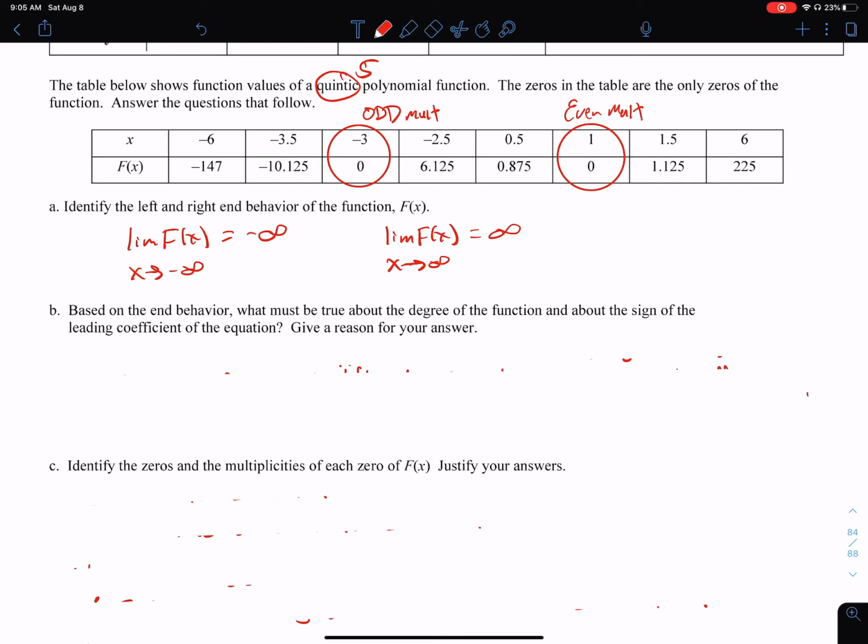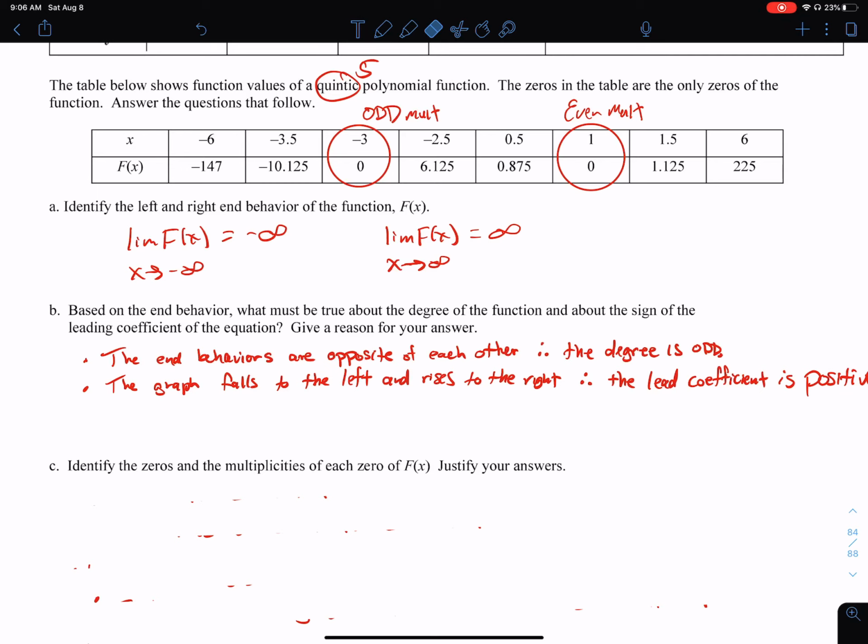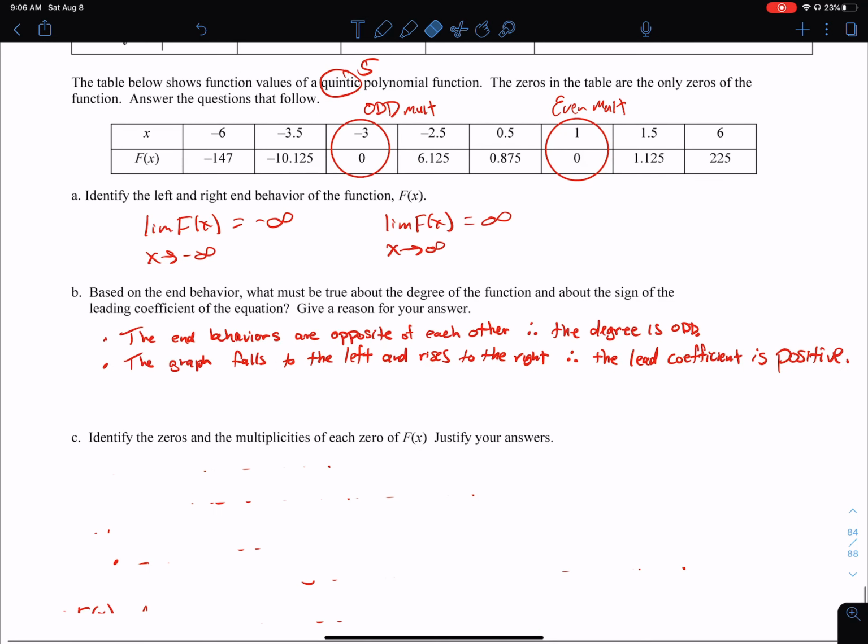Based on the end behavior, what must be true about the degree of the function and about the sign of the leading coefficient of the equation? Now, it doesn't say anything about the directions. It says based on the end behavior alone. Based on the end behavior, these are going in opposite directions. Therefore, this has to be an odd function. Since the graph is falling to the left and rising to the right, the lead coefficient has to be positive. The end behaviors are opposite of each other, therefore the degree is odd. The graph falls to the left and rises to the right, therefore the lead coefficient is positive.